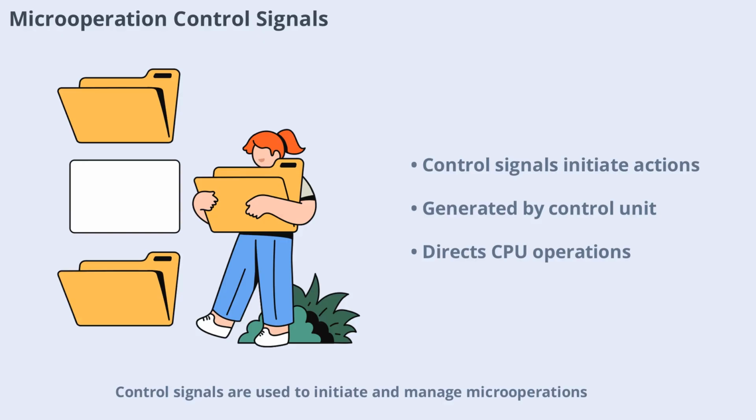Control signals are used to initiate and manage microoperations. These signals are generated by the control unit and direct the CPU to perform specific actions, such as transferring data or performing arithmetic. Without control signals, the CPU would not know when or how to execute microoperations.